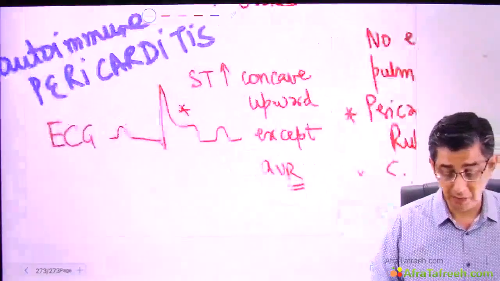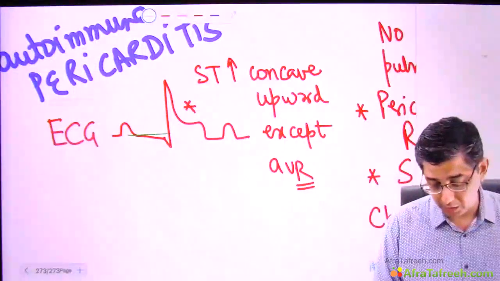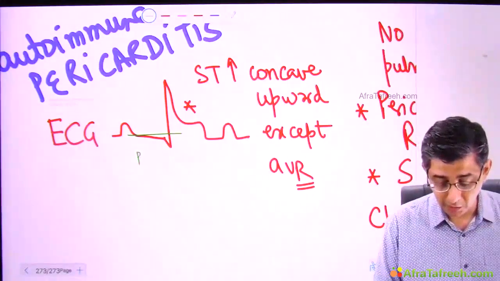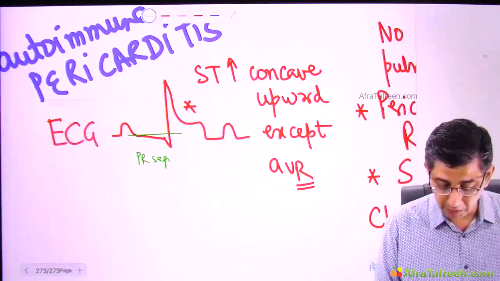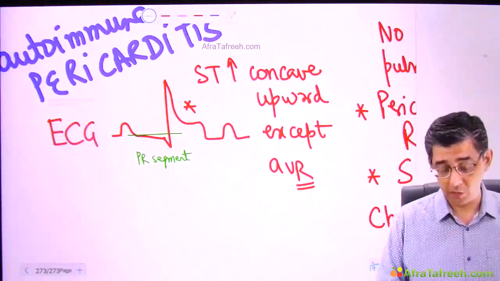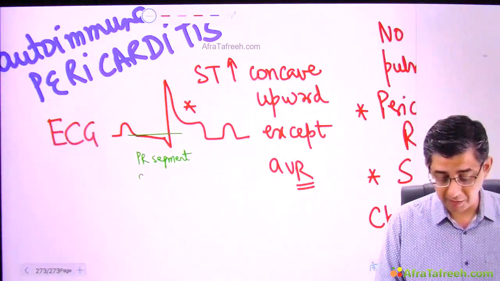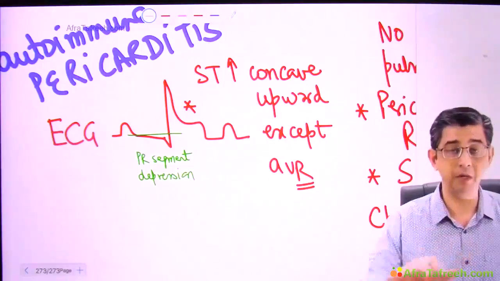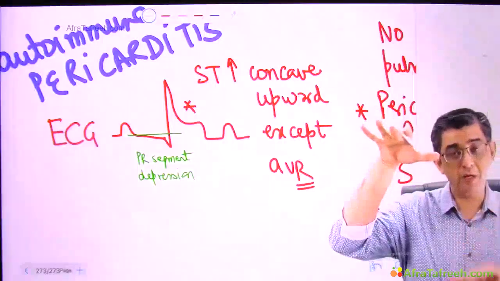Another interesting finding which I have tried to show here is the PR segment, which I have deliberately highlighted. You see, this area is not the PR interval. It is the end of the P wave and the start of the Q wave that I'm highlighting. This is the PR segment, so I have shown it in a downsloping fashion to indicate PR segment depression. I want you to remember that if ST is going up, then PR is going down.